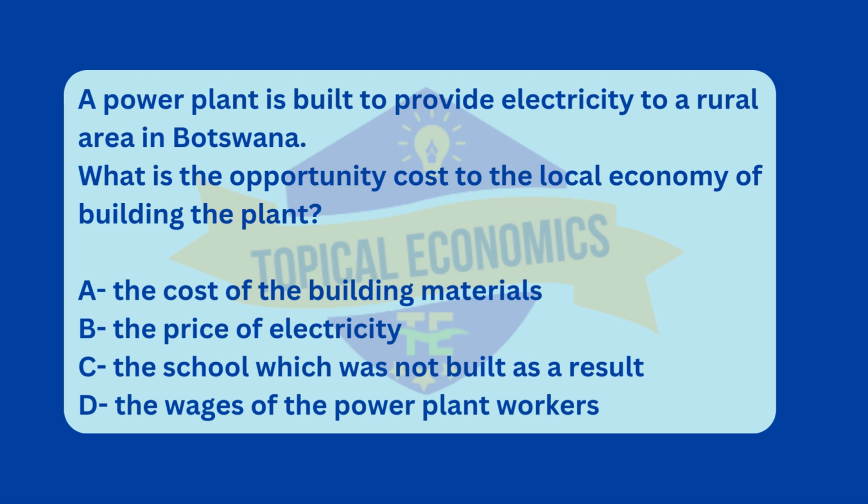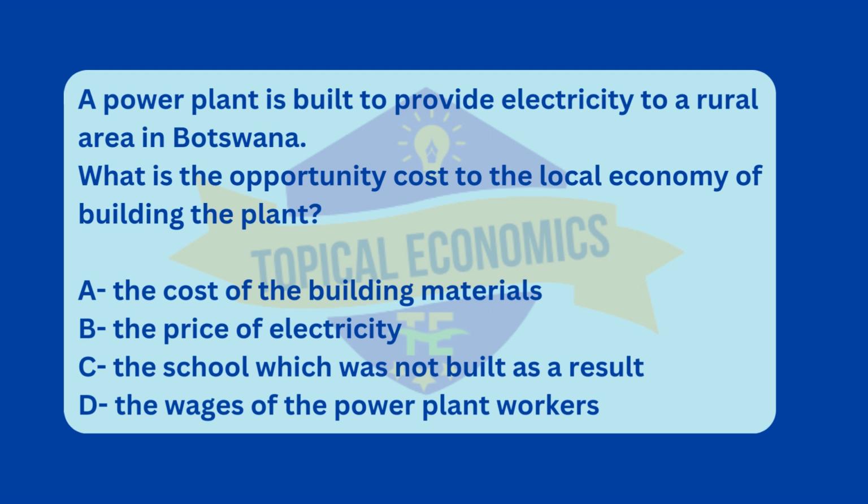The correct answer to this question is option C. The school which was not built as a result. Opportunity cost refers to the value of the next best alternative that is foregone when a choice is made. In this case, the decision to build a power plant in a rural area comes with the use of resources, such as land, labor, and capital, that could have been used for something else. The opportunity cost is the alternative use of these resources that was not chosen.